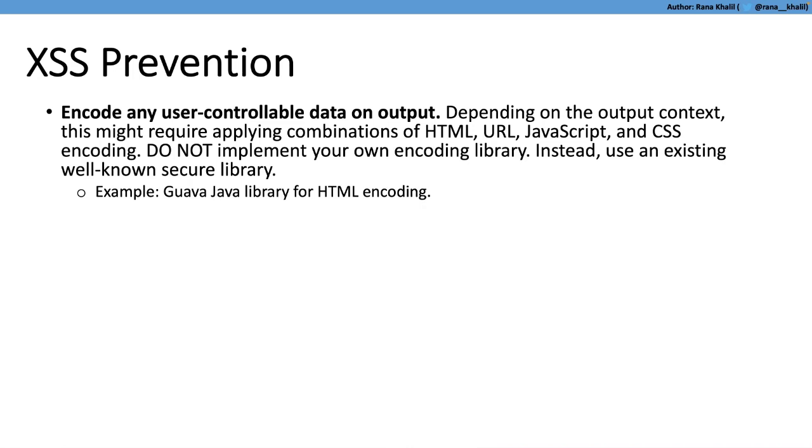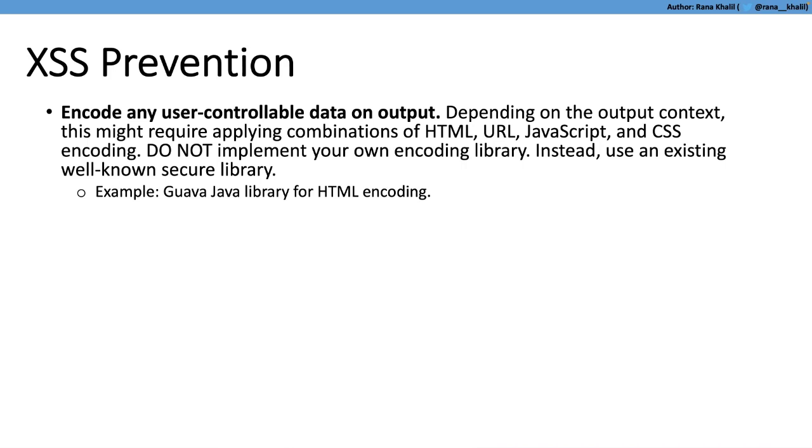So depending on the technologies that you're using, you may need to apply multiple combinations of different encoding schemes. Let's say you're inserting client-supplied input within HTML, then you will need HTML encoding. Whereas if you're inserting client-supplied input within JavaScript, then you need JavaScript encoding. So it really depends on the technologies that you're using and what this client-supplied input is interacting with.